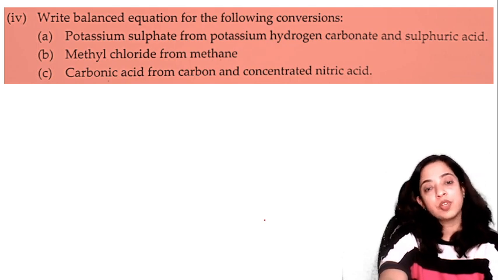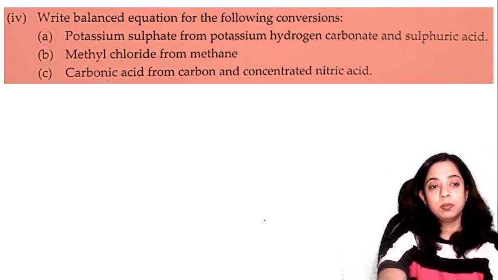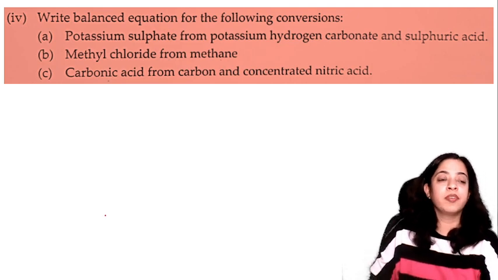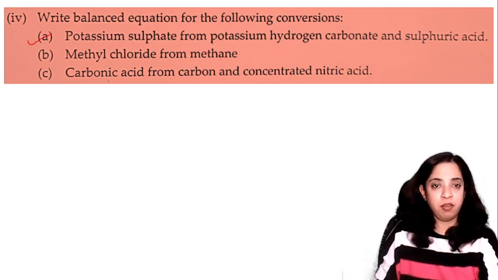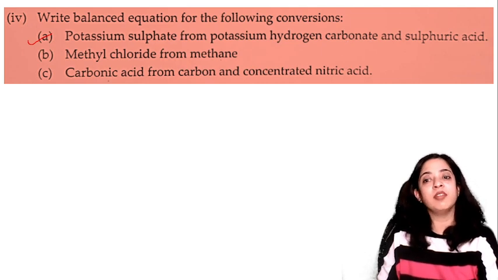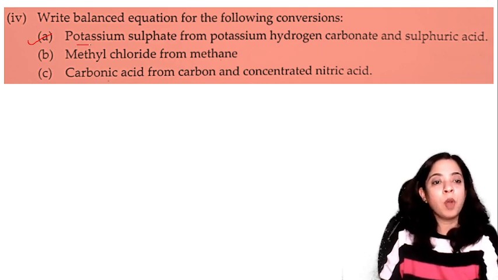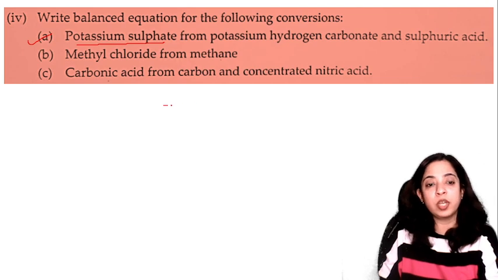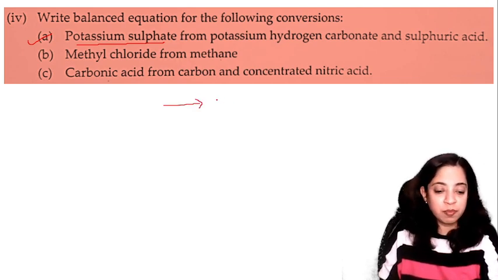Write balanced equation for the following conversions. So let's start with the first question. Potassium sulfate from potassium hydrogen carbonate and sulfuric acid. So what is formed? Potassium sulfate is formed. So it will have to be in the product side. Okay. So potassium sulfate.